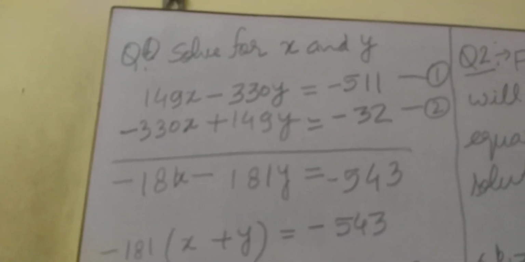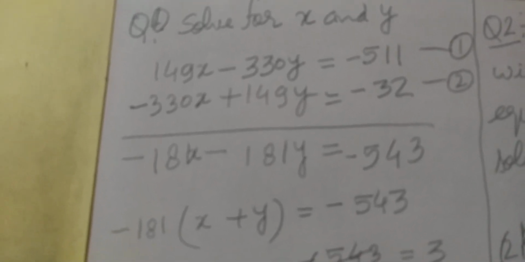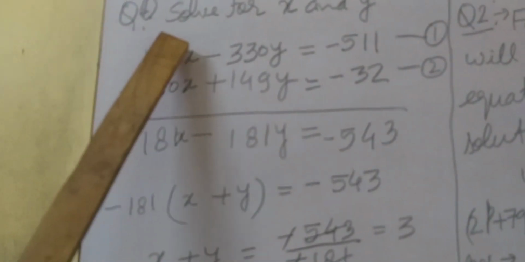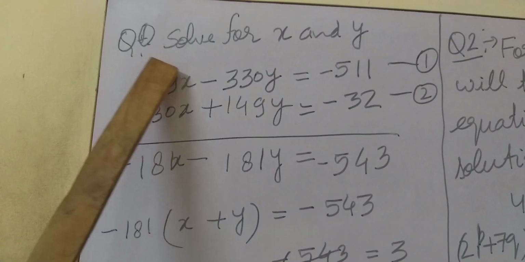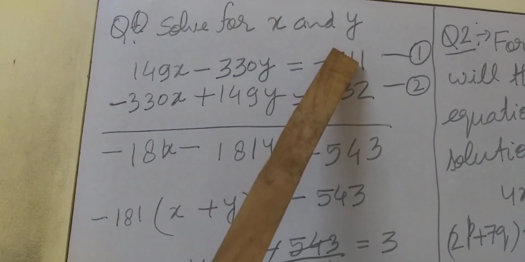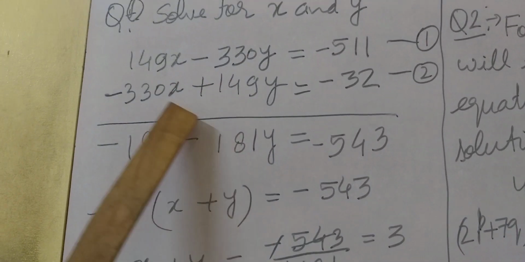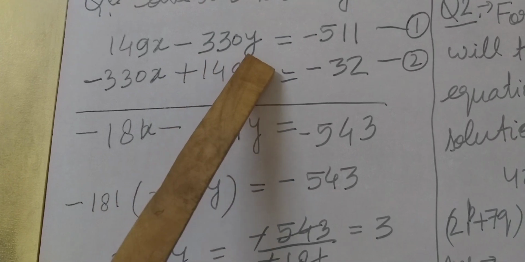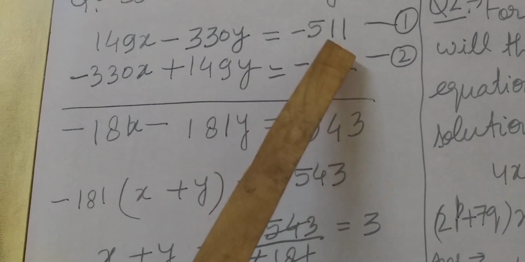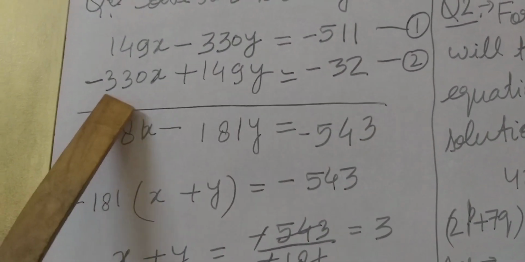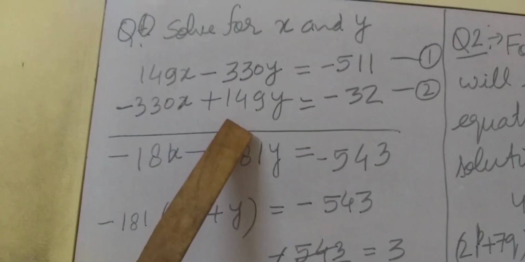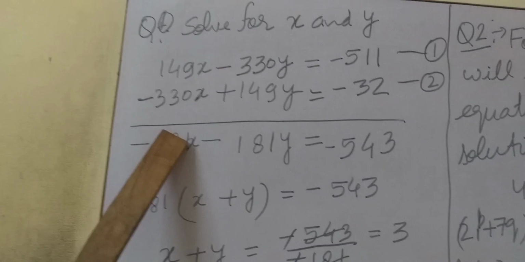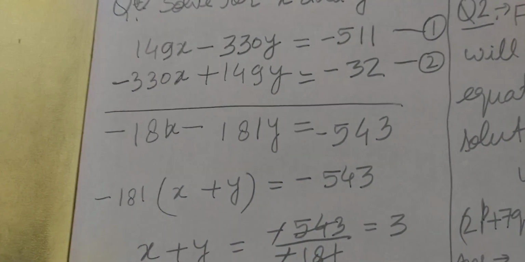Let us take some more complex forms of pair of linear equations in two variables. Students, this is question number 1. Solve for x and y. Two equations are given: 149x minus 330y equals minus 511, and minus 330x plus 149y equals minus 32. These two equations, students, we have to solve.